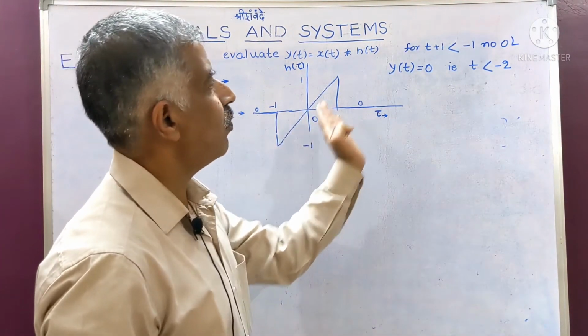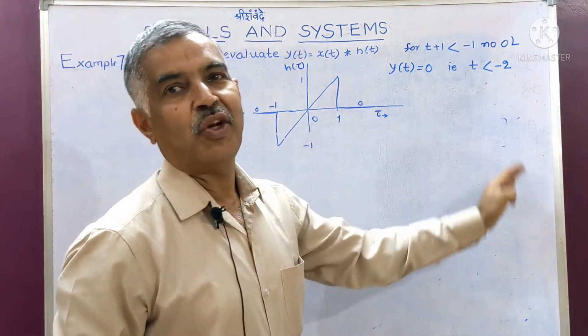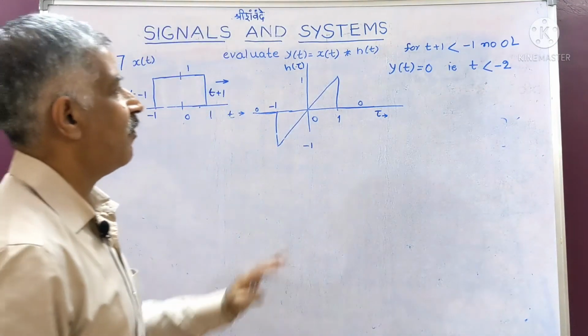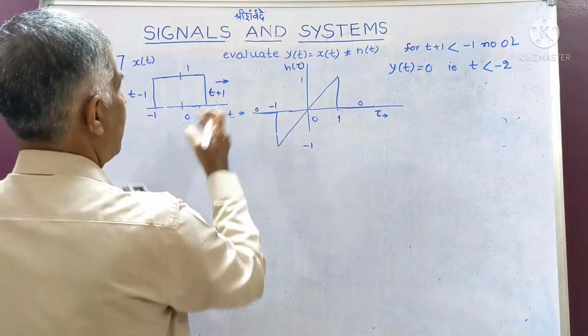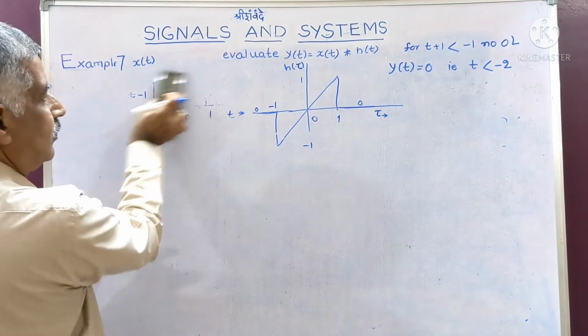Now after minus 2, minus 1, 0, 1, 2, what is the waveform we have to find? Next, assume that the t minus 1 edge has come here.